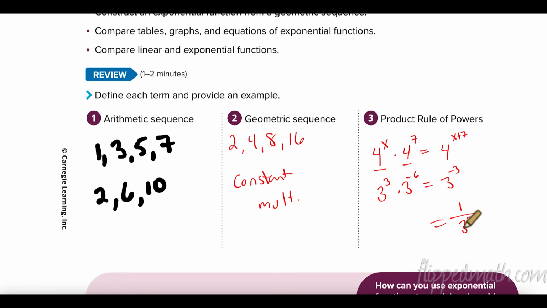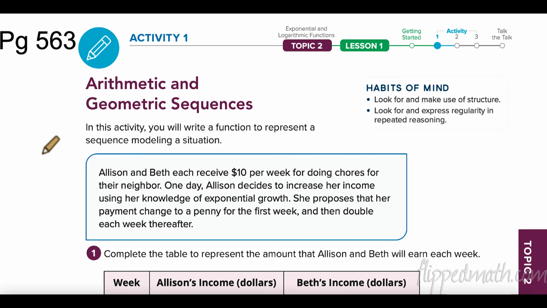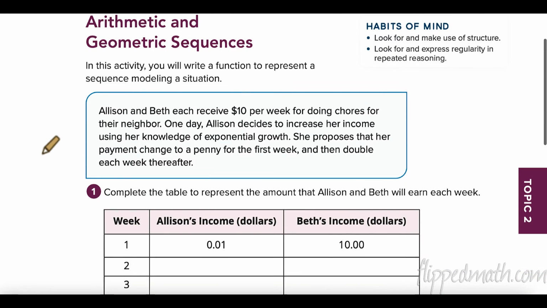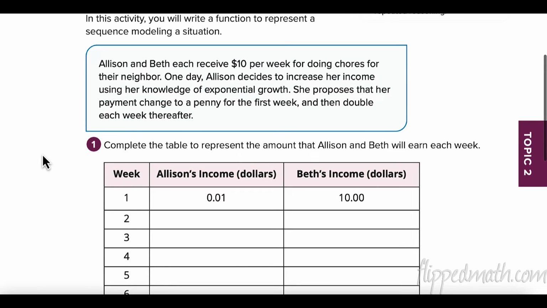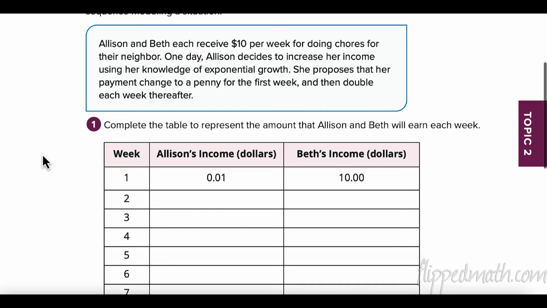All right, let's get into it. Let's go over to page 563 real quick. And we have a situation. Alice and Beth both receive $10 per week for doing chores for their neighbor. One day, Allison decides to increase her income using her knowledge of exponential growth. She proposes that her payment change to a penny for the first week and then double it each week after.